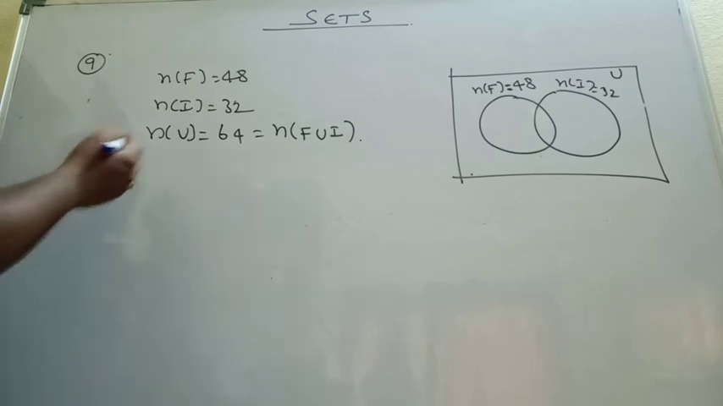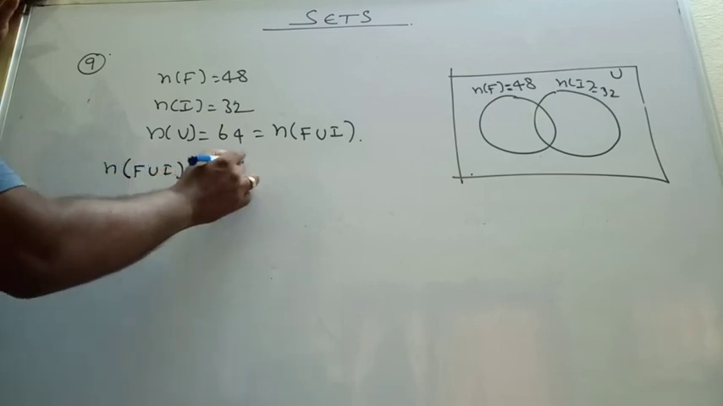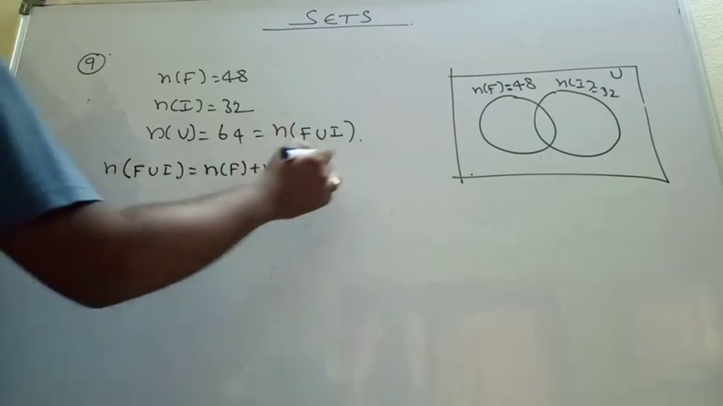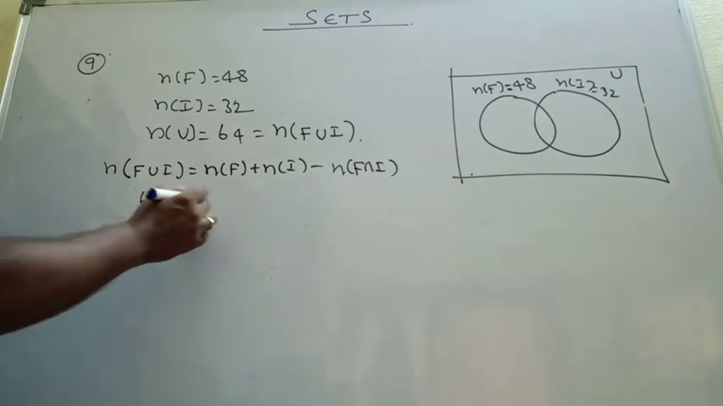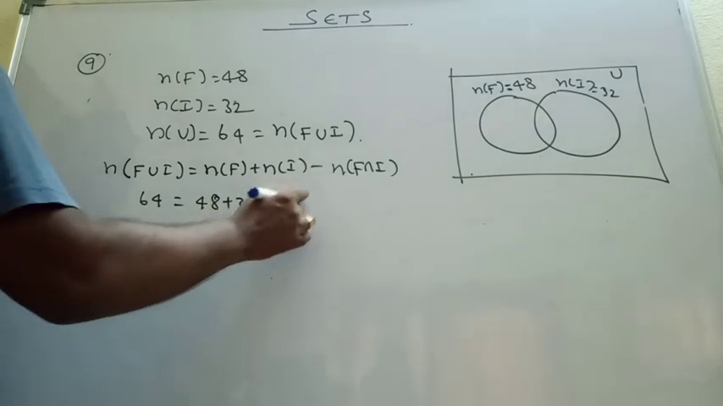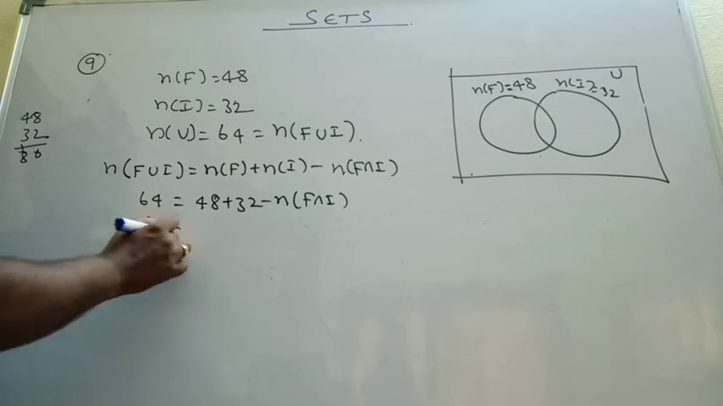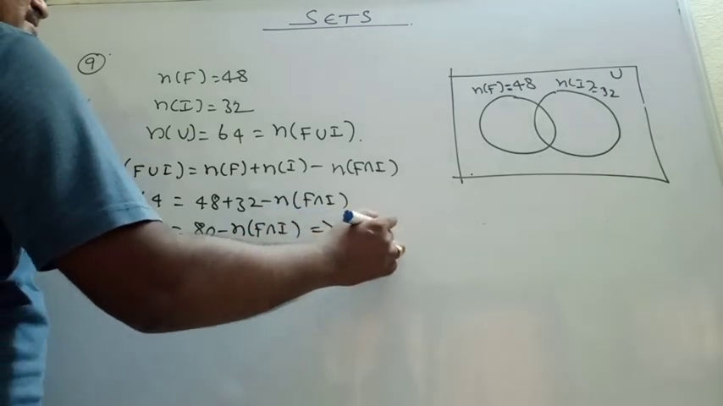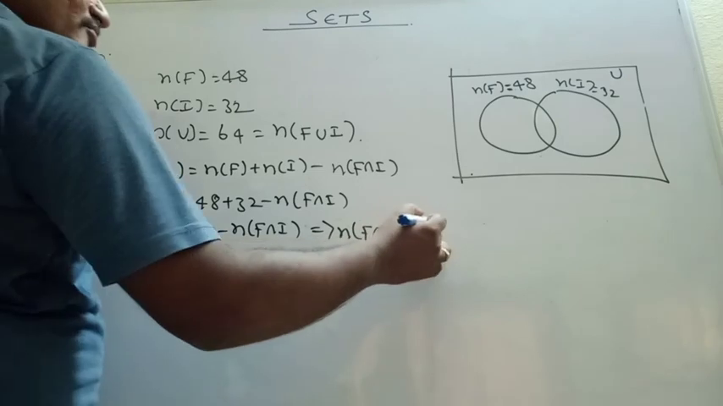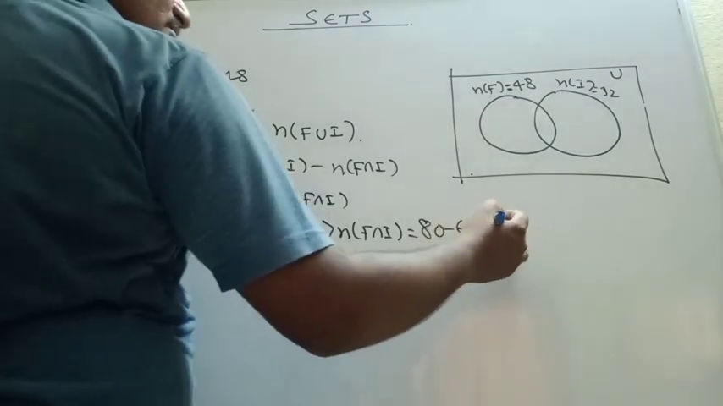Let us see, my dear students: N of F union I is equal to N of F plus N of I minus N of F intersection I. F union I is 64, N of F is 48 plus 32 minus N of F intersection I. 48 plus 32 is 80. So 64 is equal to 80 minus N of F intersection I. From this, N of F intersection I is equal to 80 minus 64. How much will you get? 16.